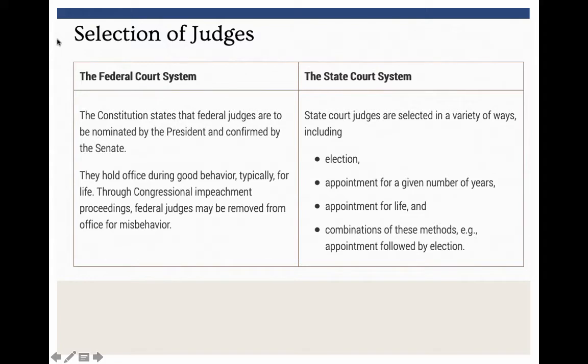All right, and then we have the selection of judges, again for the federal court system and the state court system. In the federal court system, the Constitution states that federal judges are to be nominated by the president and confirmed by the Senate, which just happened. Also, they hold office during good behavior, typically for life. Through congressional impeachment proceedings, federal judges may be removed from office for misbehavior. In the state court system, state court judges are selected in a variety of ways, including election, appointment for a given number of years, appointment for life, and a combination of these methods.